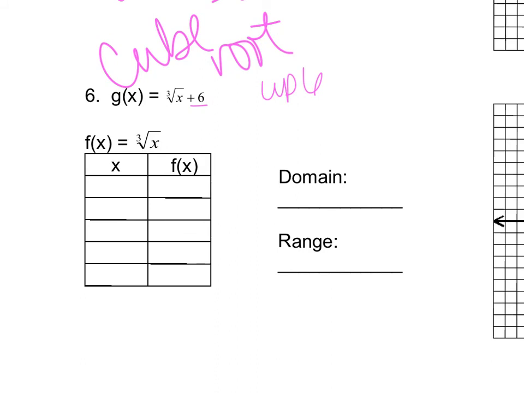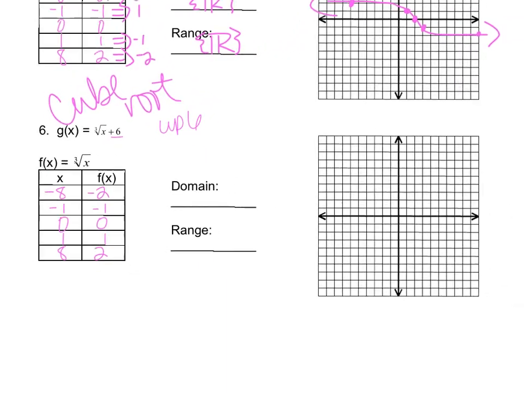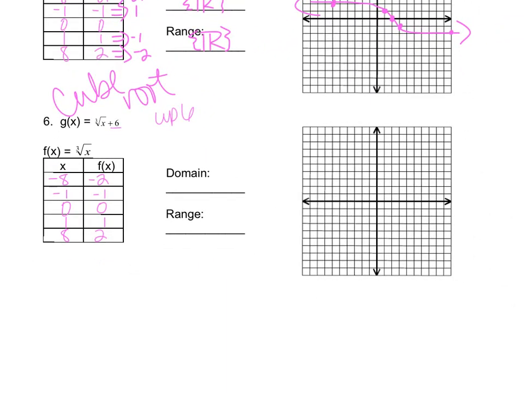So our original parent function values are (-8, -2), (-1, -1), (0, 0), (1, 1), and (8, 2). So shift your (0, 0) point up 6, and then plot your parent function values from that new origin point. So left 8, down 2, left 1, down 1, right 1, up 1, and right 8, up 2.